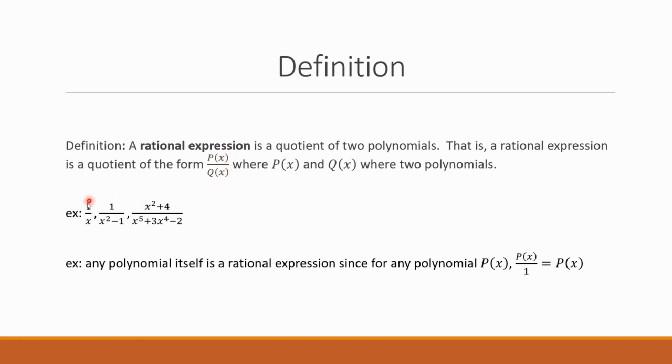So these are just some easy examples. You have 1 over x, 1 over x squared minus 1, x squared plus 4 over x to the 5th plus 3x to the 4 minus 2. That's all. So it's just fractions of polynomials. And since if you divide by 1, you're really not changing anything, any polynomial is itself a rational expression.